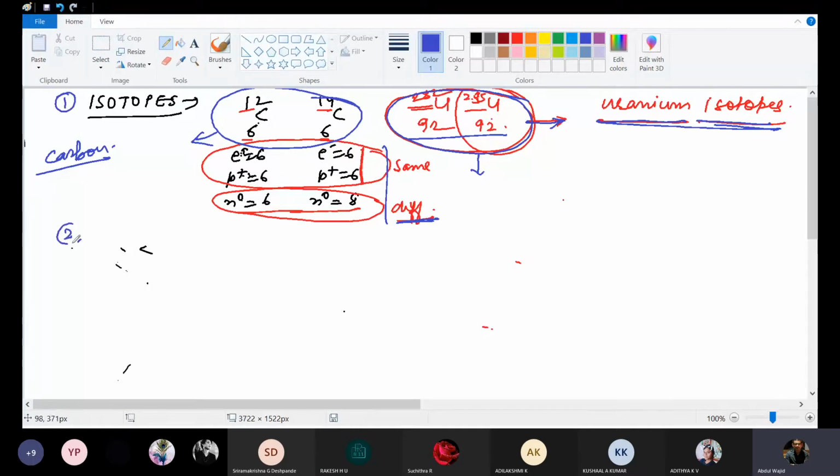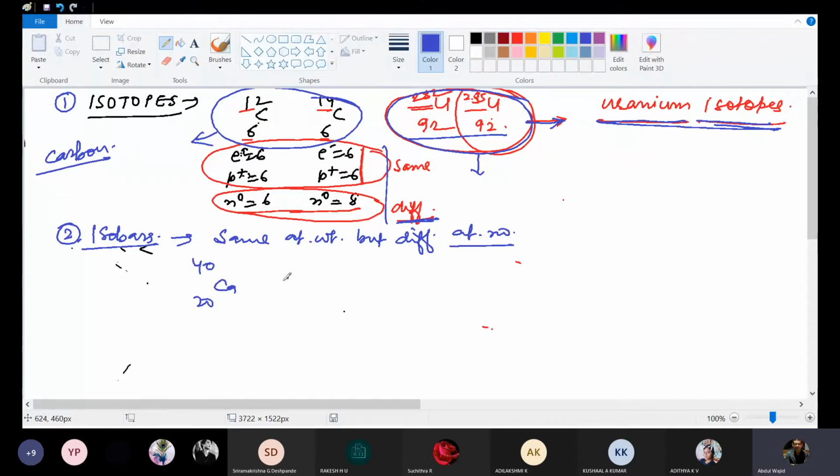Second point, isobars. I have just given you 2 examples, but they can ask many more. Isobars are those species which have same atomic weight but different atomic number. Calcium 20, 40 and argon 18, 40. See here, electrons are 20, protons are also 20, neutrons are also 20. But here electrons and protons will be 18 and neutrons will be 22.